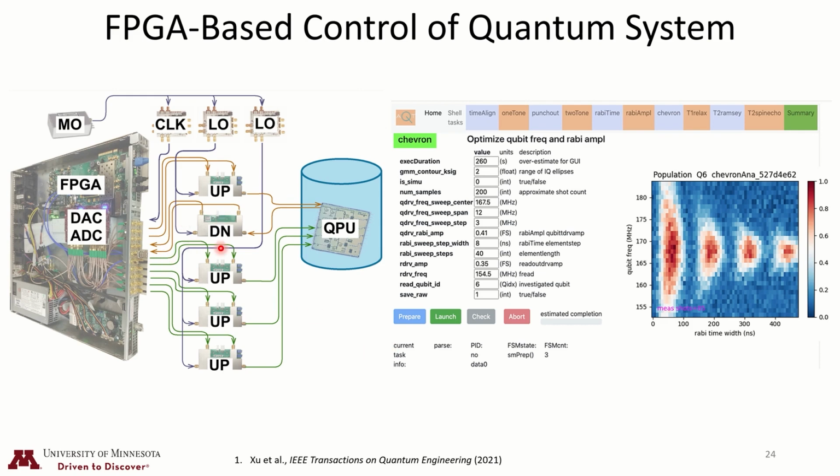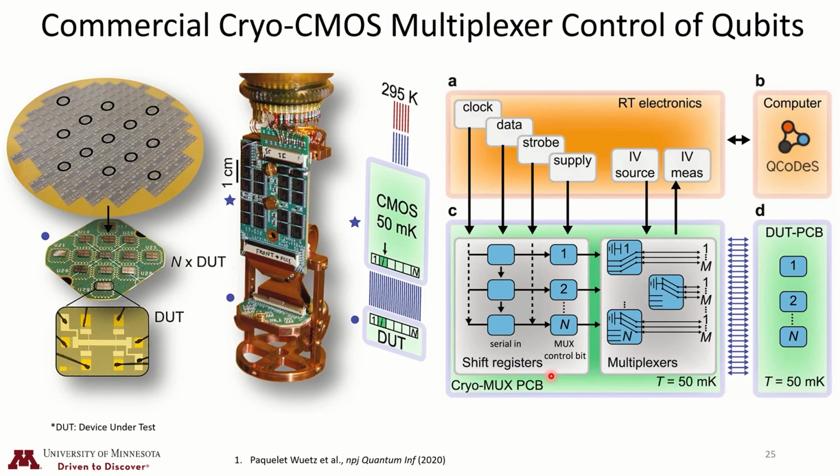Or if you do use coaxial cables, it's up to you. You can switch them out with fiber optic components to make things a lot easier and deal with less noise, but that's beside the point. So here, again, this one is commercially available, off-the-shelf cryogenic CMOS components.